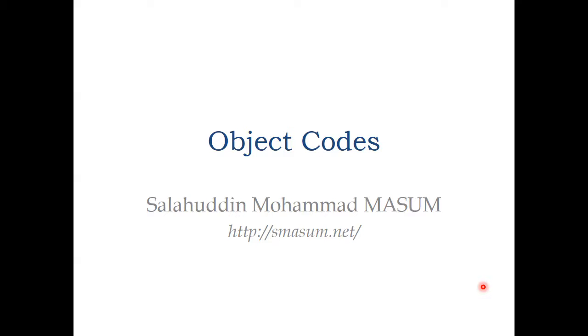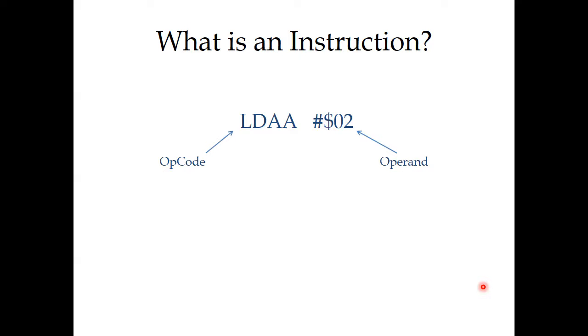All right, so today we'll talk about the object code. Let's first try to understand what it means, and then we'll try to figure it out. Remember, in the last class we looked at how an instruction looks.